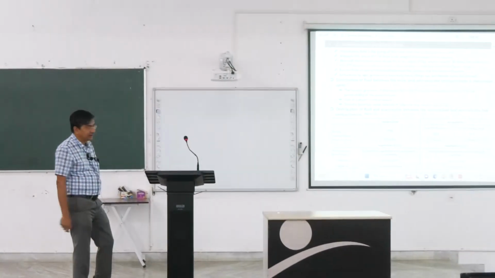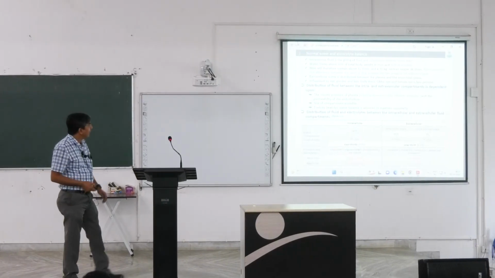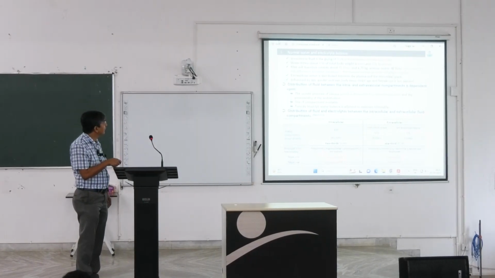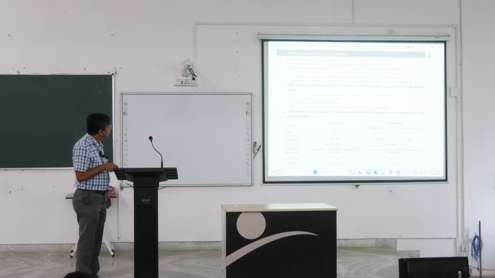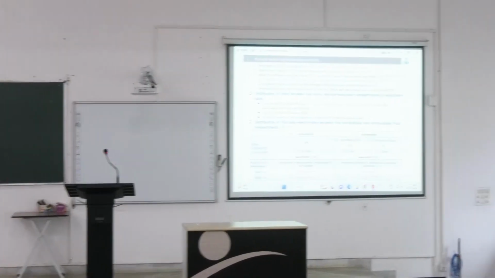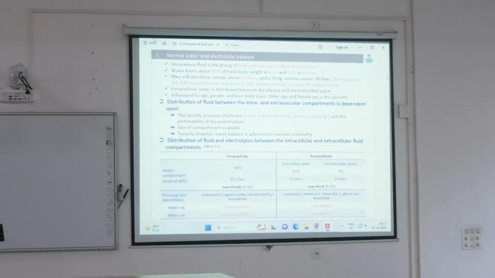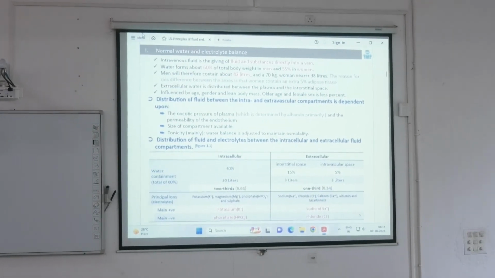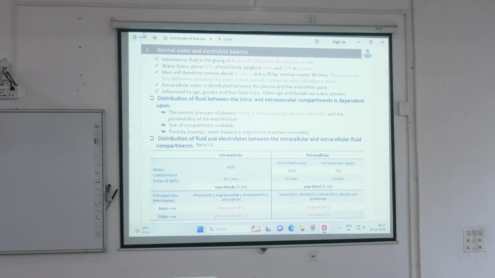In women, it's 55%. So if it is a 70 kg man, he will have water 60% of 70 kg, that will be 42 liters. Whereas in a woman, it will be slightly less, 38 liters, okay. Because females have more adipose tissue. Fat means less water, okay. So among these 42 liters, some will be intracellular. Among this 60%, 40% will be intracellular, and the rest 20% is extracellular.